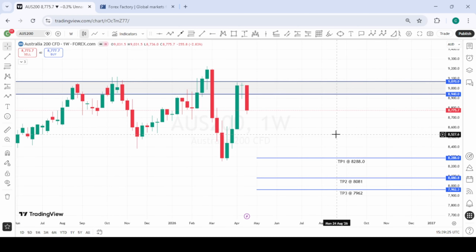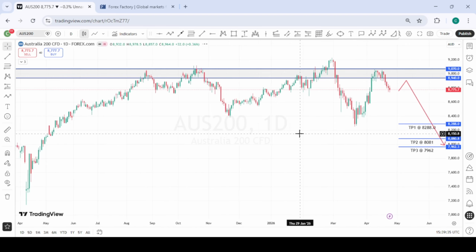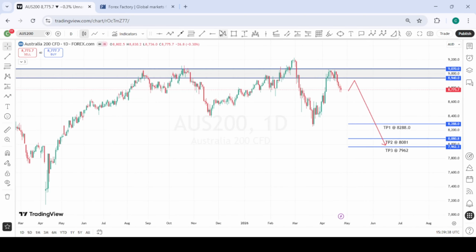So going into next week, we'll be looking forward to a possible lower high formation to give us a selling opportunity. Then we take ourselves to the downside. So we are looking for sales on Australia 200. But if price is able to break or clear these highs, then we know we are continuing to the bullish side. But for now, we are going to look at the bearish side of things for Australia 200.